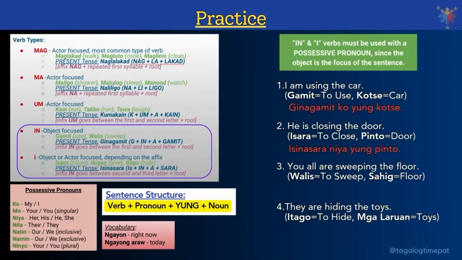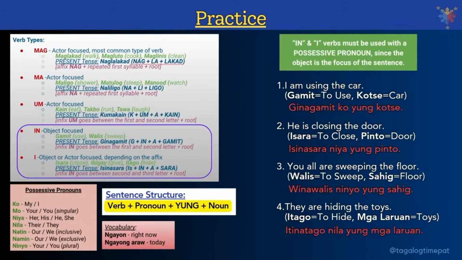Isinasara niya yung pinto. So the pattern for e verbs, the in just goes between the second and third letter, and then it's the root. He, as a possessive pronoun, is niya. Yung pinto, the door. Number 3, you all are sweeping the floor. Winawalis nyo yung sahig.